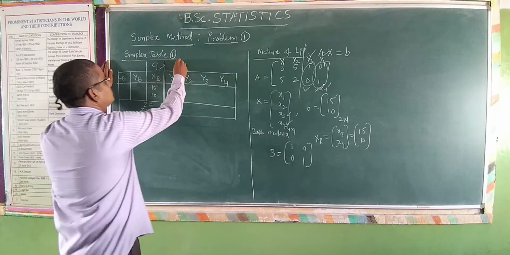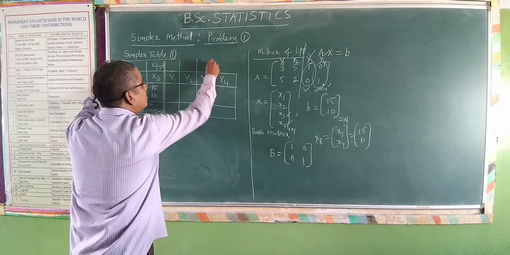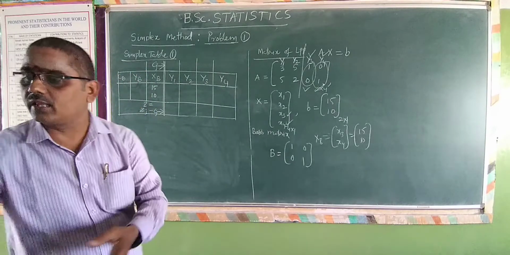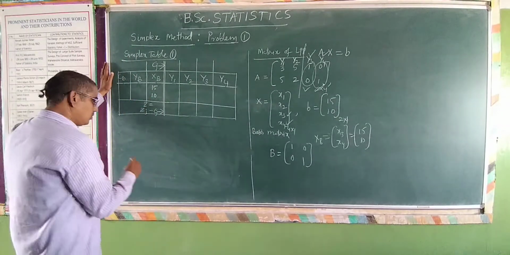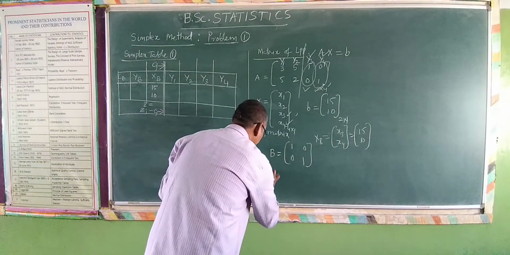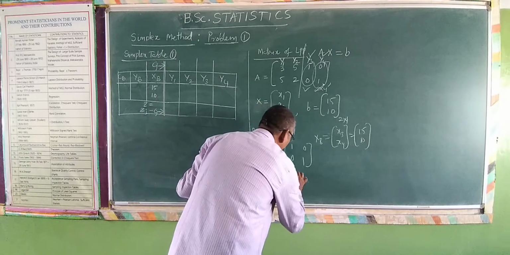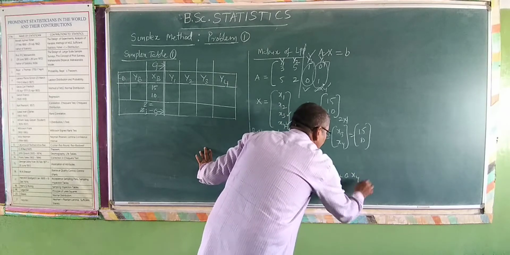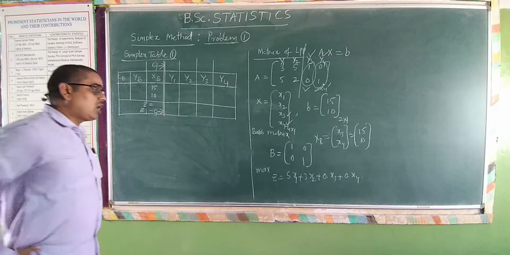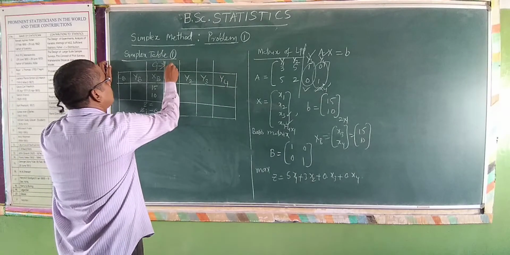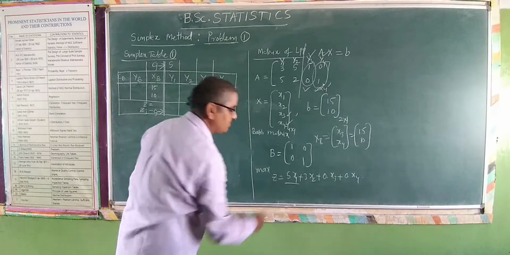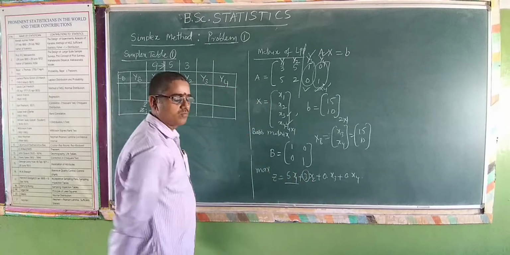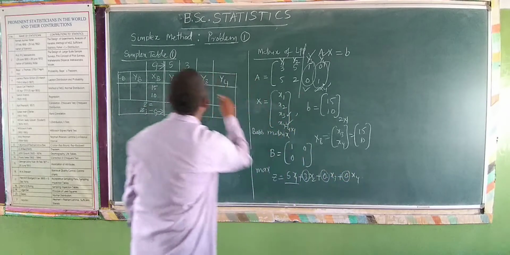I put 4 columns because of the 4 vectors. What is the cost function? I write the cost function: maximize z equal to the modified objective function 5x1 plus 3x2 plus 0 into x3 plus 0 into x4. So now the cost of y1 is 5, you refer to this c1 x1. For y2 it is 3. For y3 it is 0. Y4 is 0.